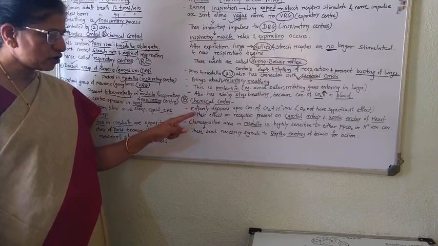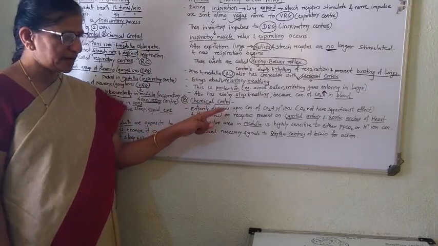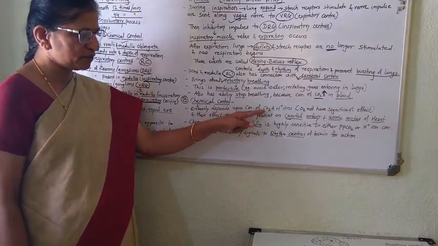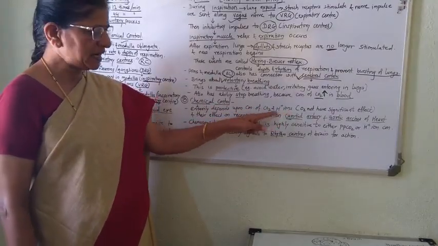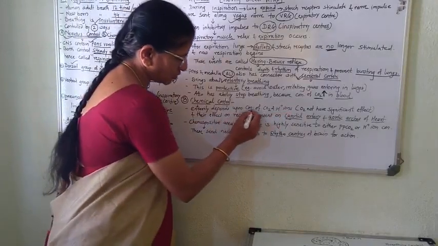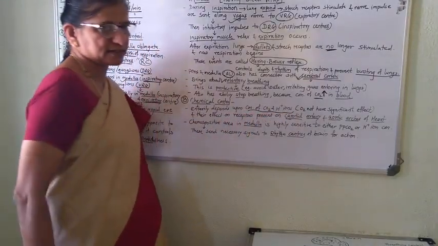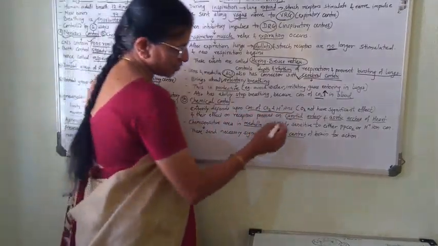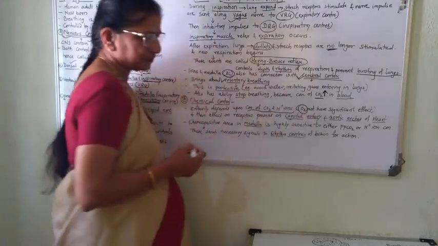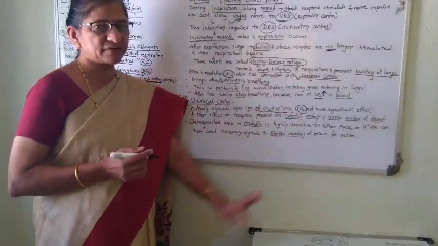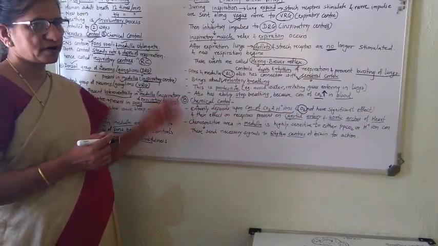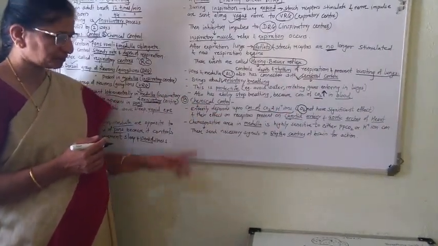This chemical control of breathing entirely depends on the concentration of CO2 and H ions. Completely depends upon this concentration of CO2 and H ions. Actually, it does not depend upon oxygen. Or in other words, oxygen does not have any significant effect on the regulation of breathing.